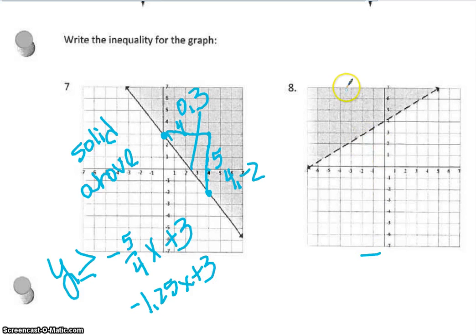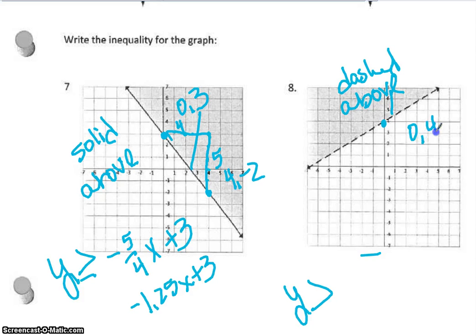Okay, this one is dashed. And once again, they shaded above. So it's going to be y is greater than. You can either say this is a point of 0, 4 and a point of, where's another good point? Right here, negative 5, 1.